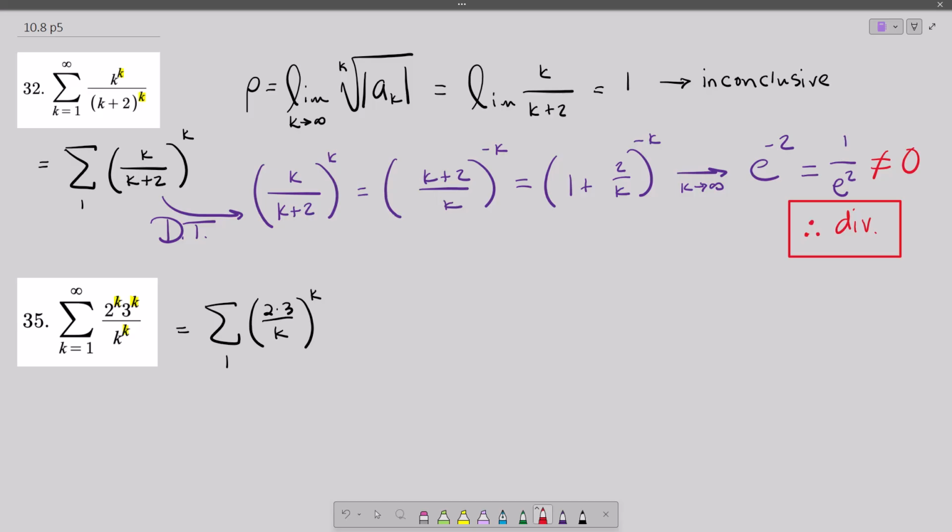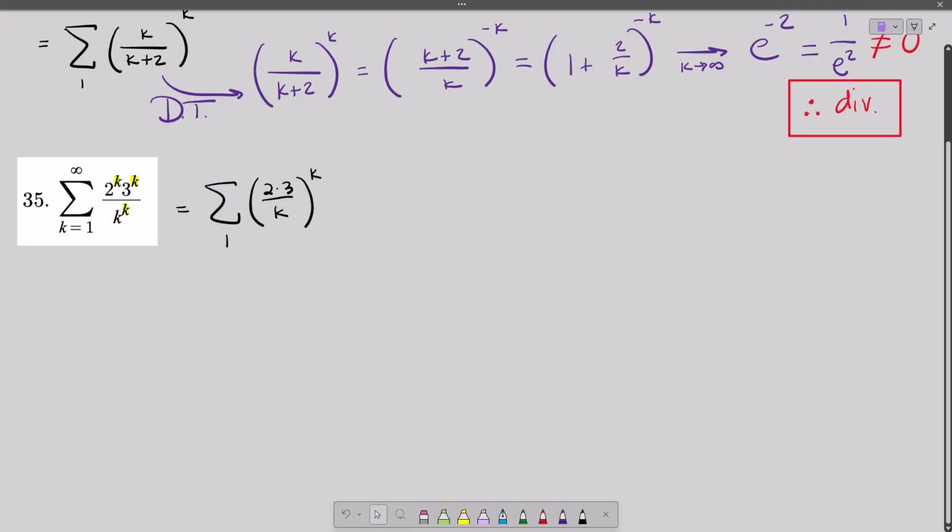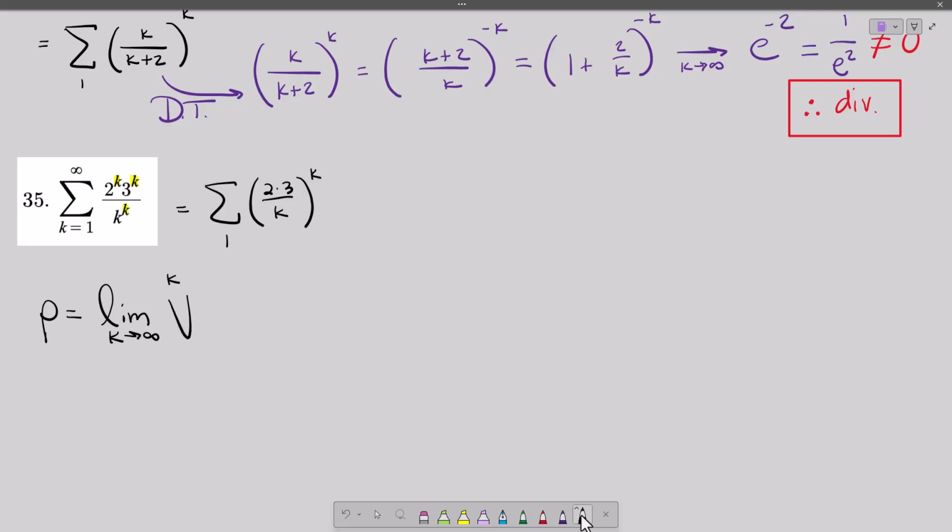And we've seen that root tests can be inconclusive. Now, how about here? Let's apply the root test. Once again, they call it rho for the root test. Take the limit as k goes to infinity of the kth root. Nothing is negative here, so we don't need absolute values. So we're going to have 6 divided by k to the kth power. The only thing that's left is the 6 over k, so that limit is 0.